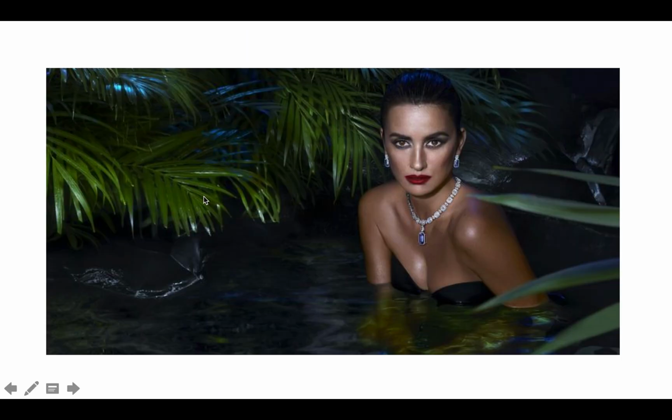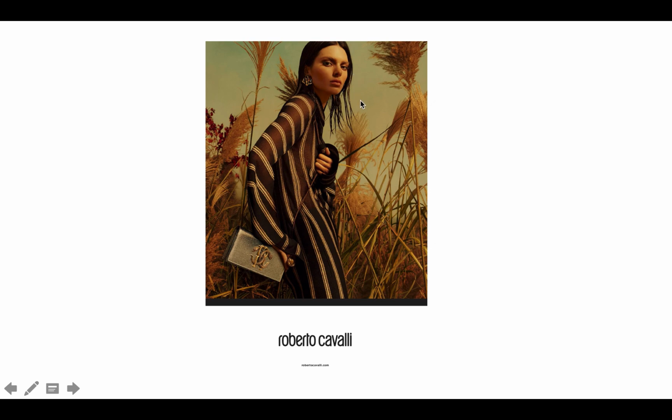Here, the motif would be the lines in the plants, okay? So it's not the same exact thing repeated, it's something that's similar that's getting repeated. Here, the motif would be the lines, okay? So there's lines in the dress and lines of the grasses. That's the motif, okay? So they're similar but not the same.